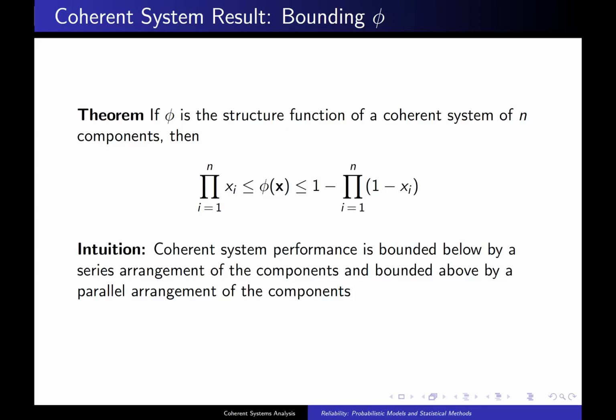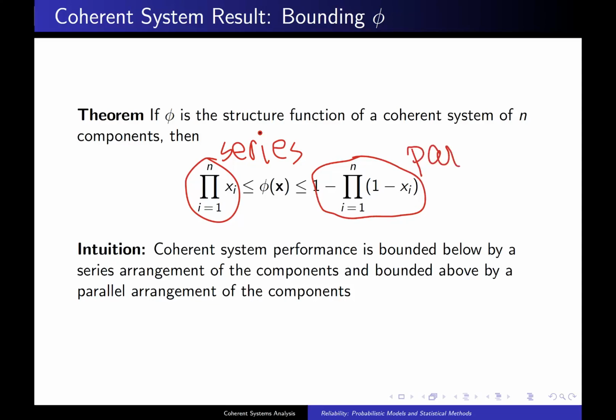There are a number of results that can be proven concerning coherent systems. Here's one of the very basic results. It says the following: if phi is the structure function of a coherent system of n components, then the product of the xi's is less than or equal to phi of x is less than or equal to 1 minus the product from i equals 1 to n of 1 minus xi. You will notice that this left-hand side is the structure function for a series system. And you will notice that this right-hand side is the structure function for a parallel system.